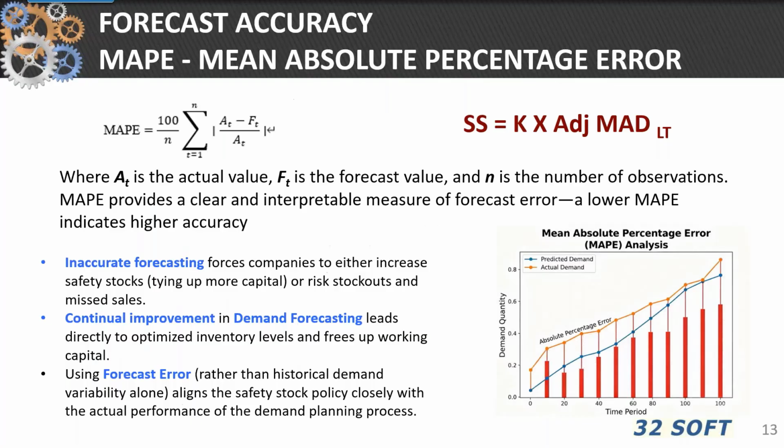To drive the concept of demand variance even deeper, we can consider the measurement of forecast error as a mathematical concept referred to as mean absolute percentage error, or MAPE, where A is the actual value, F is a forecast value, and N is the number of observations. MAPE provides a clear and interpretable measure of forecast accuracy. The lower the MAPE, the higher the accuracy. By using forecast error rather than just historical demand variability alone, we can align the safety stock policy more closely with actual performance of demand planning.